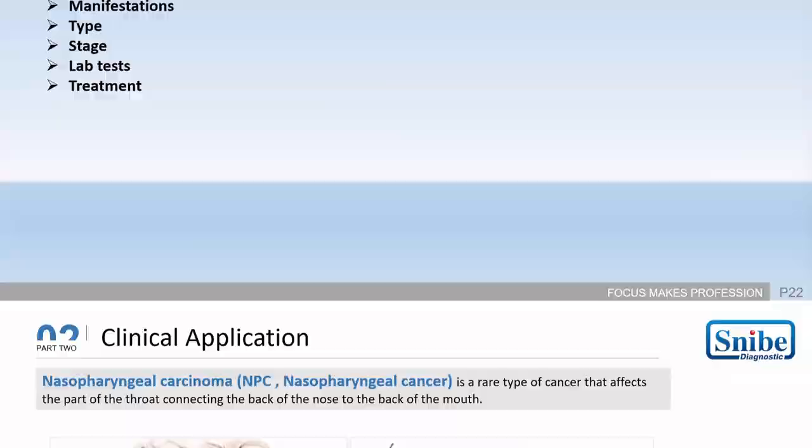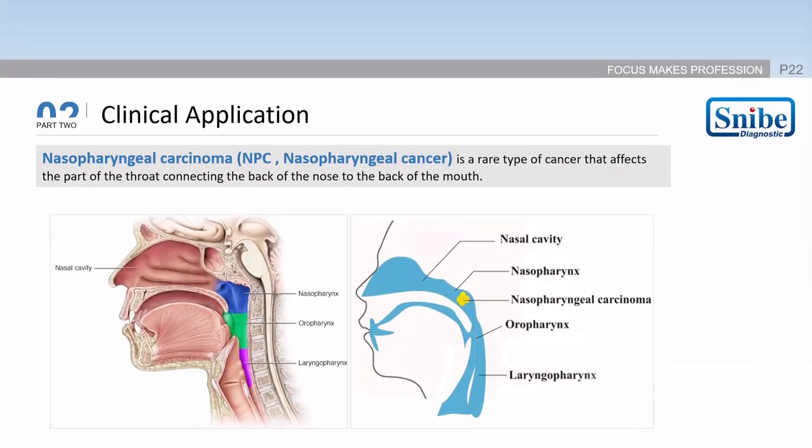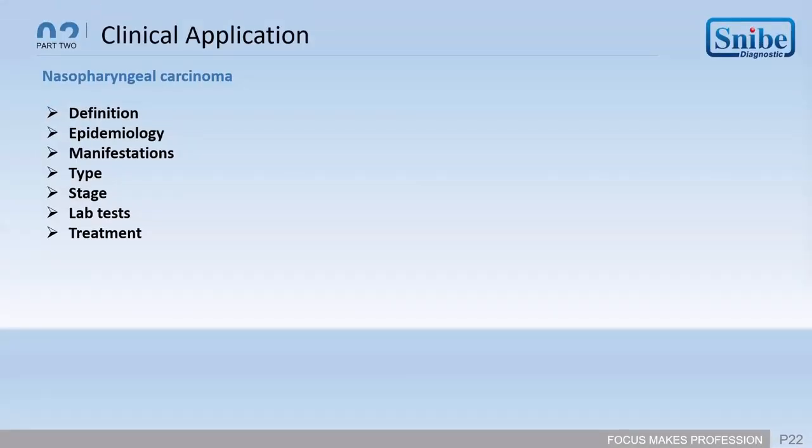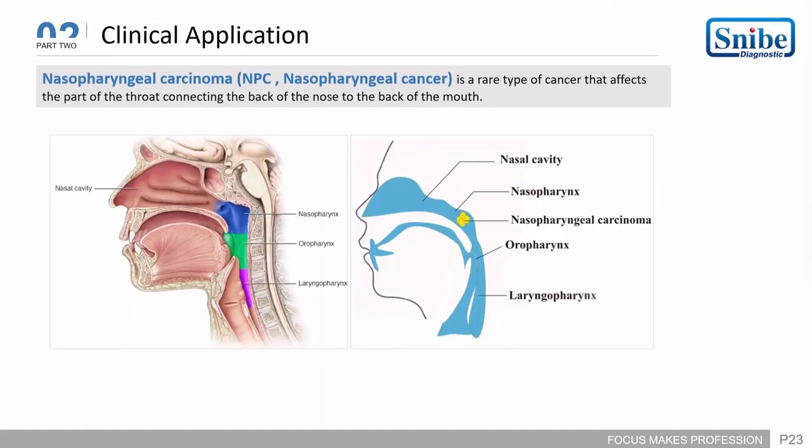Let's talk about the definition, epidemiology, manifestations, types, stages, and lab tests in the treatment. What is nasopharyngeal carcinoma? If you see in the picture, this is the nasal cavity. In this nasal cavity, the first part is called the nasopharynx. And just below the nasopharyngeal area is the oropharynx.